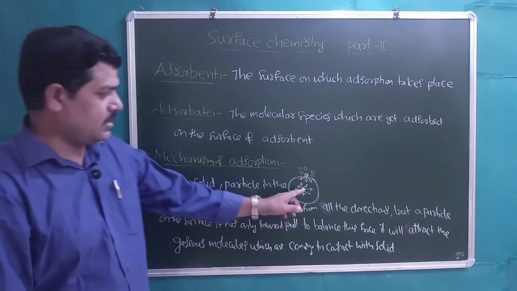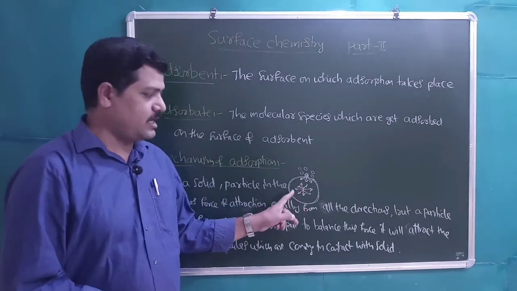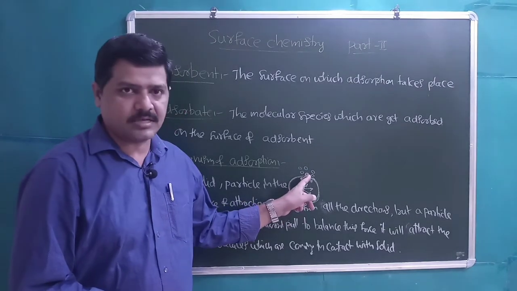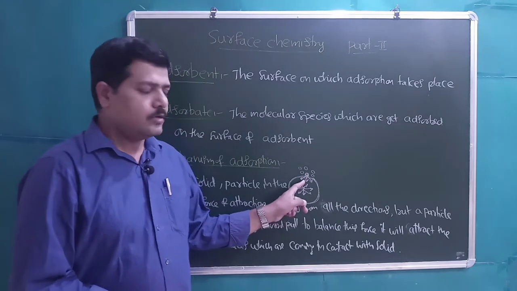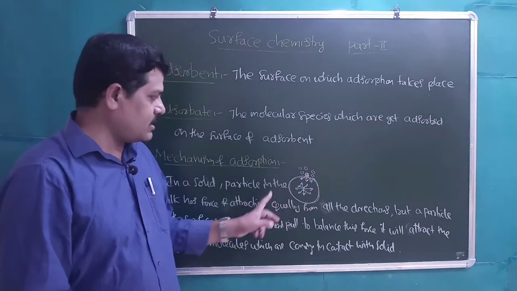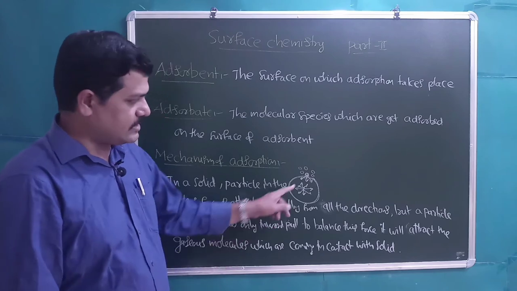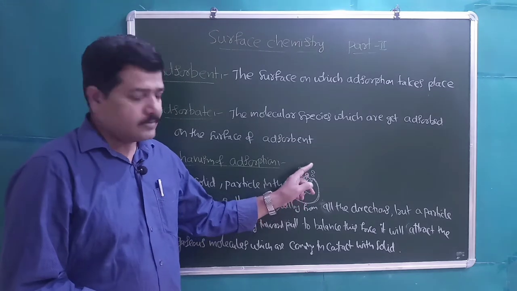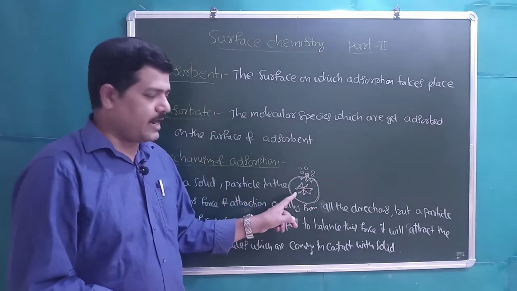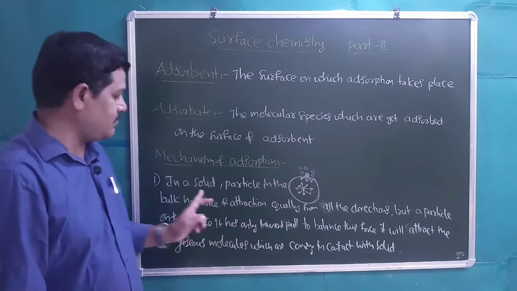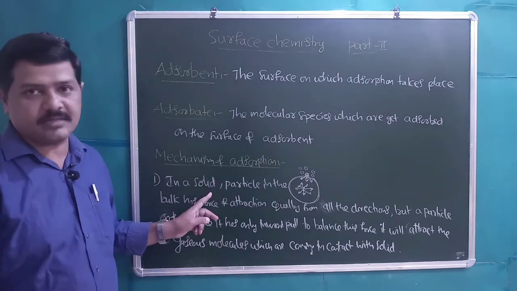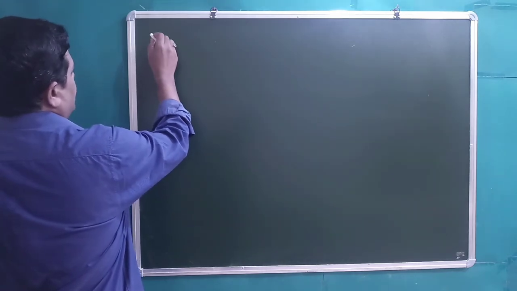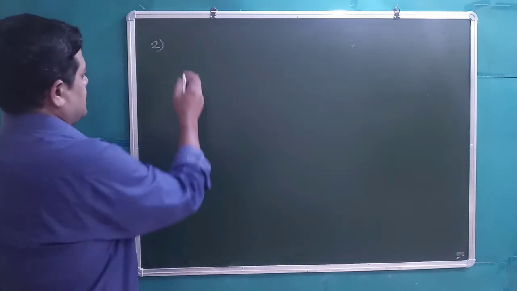Students, in the bulk of the solid, a particle has a force of attraction equally from all the directions. But a particle on the surface has only inward pull. To balance this inward pull, whatever gaseous molecules come into contact with the surface will get adsorbed by the surface of the solid. So that's why adsorption will occur. Second point in the mechanism of adsorption, let us discuss now.